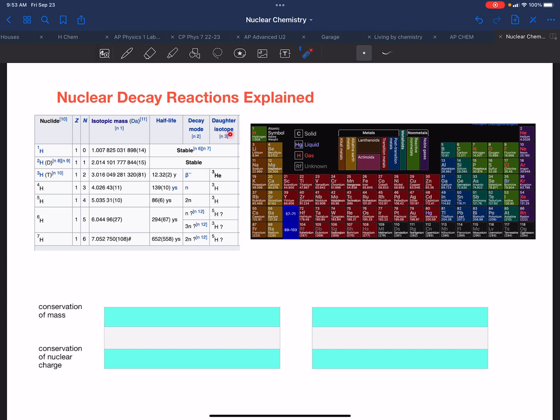And the daughter isotope is, one could think of each nuclide as being a parent giving birth to new entities, and those new entities are referred to as the daughter. So what comes out of the nuclear decay is the daughter.